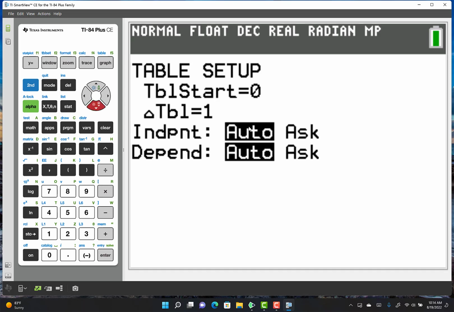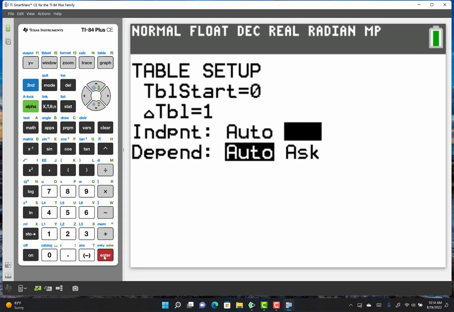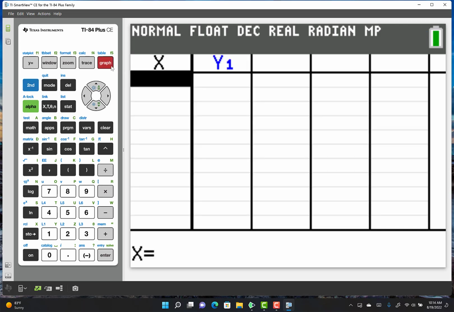It doesn't matter where you start because I'm going to make it independent. So where it says independent, put ask, like that, and where it says depend, it doesn't matter. Leave it as auto. So now ask is highlighted, and now check it out. When I go to my table, second table, it should be blank. Is it blank? All right.